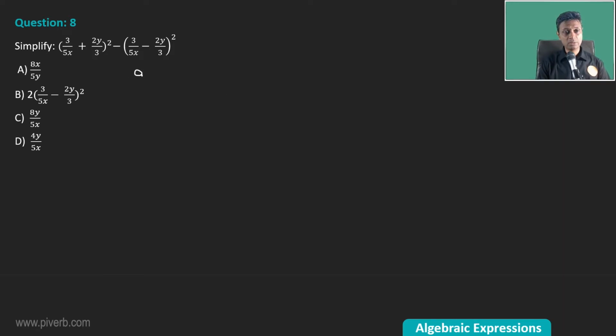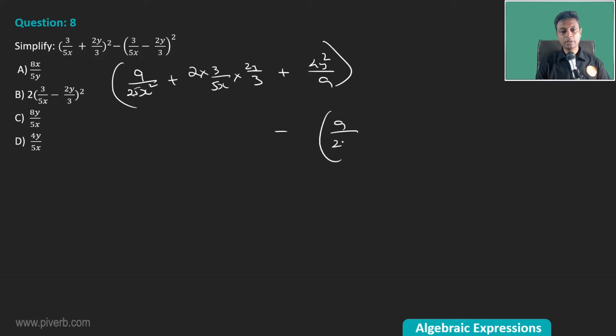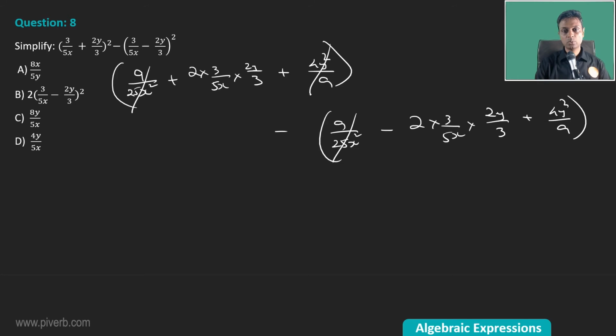(a + b) whole squared will be 9/25x² plus 2 into 3/5x into 2y/3 plus 4y²/9, minus 9/25x² minus 2 into 3/5x into 2y/3 plus 4y²/9. Now, 9/25x² minus 9/25x², and 4y²/9 minus 4y²/9.